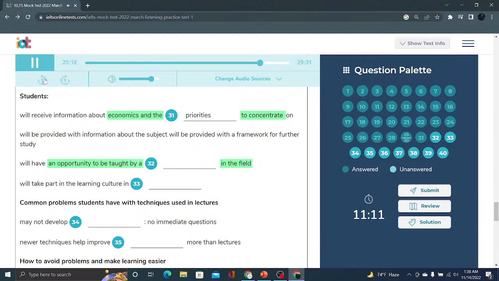For further study. In addition, you will receive information about economics and the priorities that you will need to focus on. The lectures will provide you with information about the subject in a relatively condensed format. In addition, they should also provide a suitable framework for further study. Typically, this is also the first time that students get the chance to meet a researcher at the forefront of the discipline.